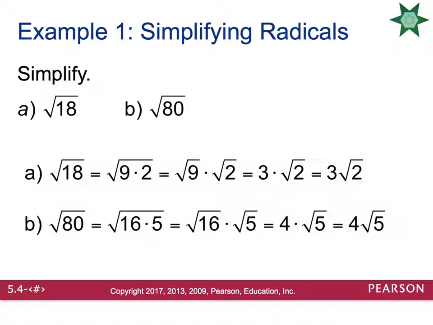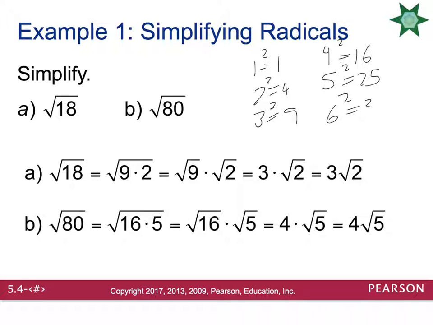Okay. So for our first example, let's look at the square root of 18. Now, what we're looking for is our perfect squares. Remember, our perfect squares are: 1 squared is 1, we won't do that one. 2 squared is 4. 3 squared is 9. 4 squared is 16. 5 squared is 25. 6 squared is 36. And we're looking for the highest perfect square that we can divide out of this.